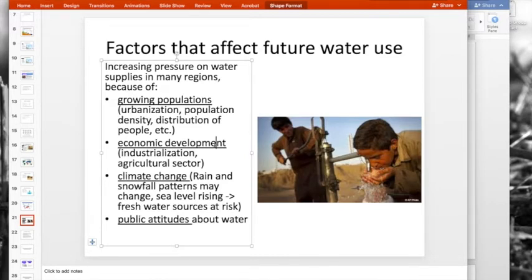And finally, public attitudes about water can make a difference. If a public can become aware that you have a scarcity problem, then the public can become aware of how they might help to deal with that scarcity problem.